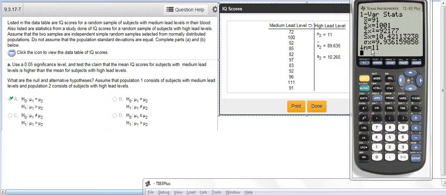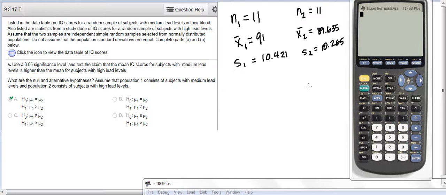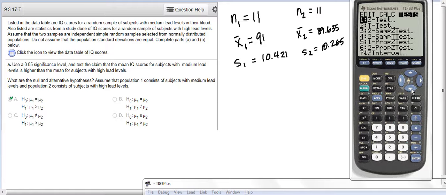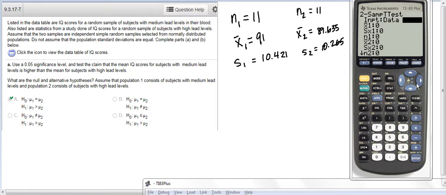You get that there's 11 items, N is 11, X bar is 91, and SX is standard deviation, which is 10.421. So what we'll do here is we'll go and do this test now with just these sets of data, two-sample t-test. And so we're going to change it to stats there, and then go down and enter your values here.